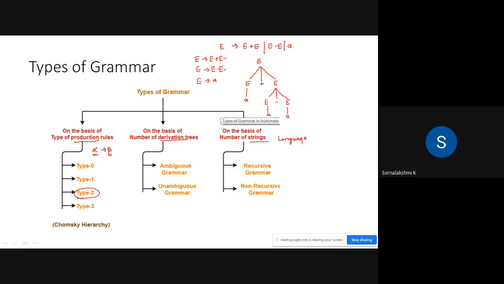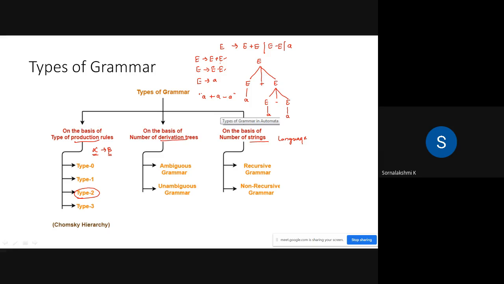What is the final string that I get out of this tree? It is A, then a plus. Plus is a terminal symbol, so I don't have to replace it. All in capitals are non-terminals, for easy understanding. So A plus A minus A. This is the string that I got out of this parse tree.